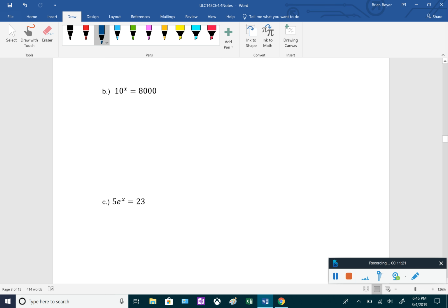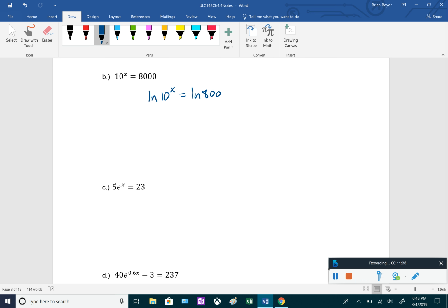Okay, next one, we have 10 to the x equals 8,000. So the exponential is already isolated. I'm going to take the ln of both sides. ln of 10 to the x equals the ln of 8,000. And then the power rule, so bring down the x. X times the ln of 10 equals ln of 8,000. Divide both sides by the ln of 10. So x equals the ln of 8,000 divided by the ln of 10.